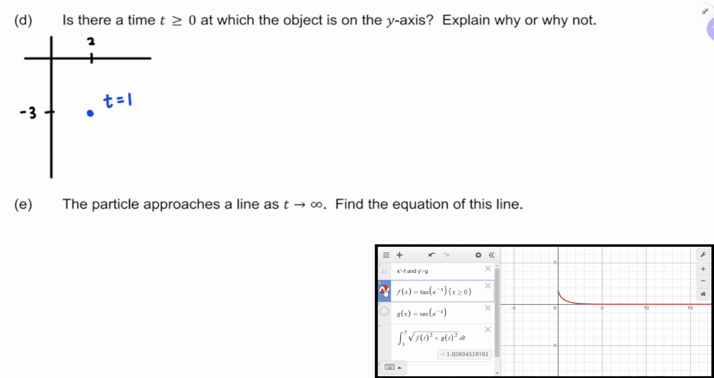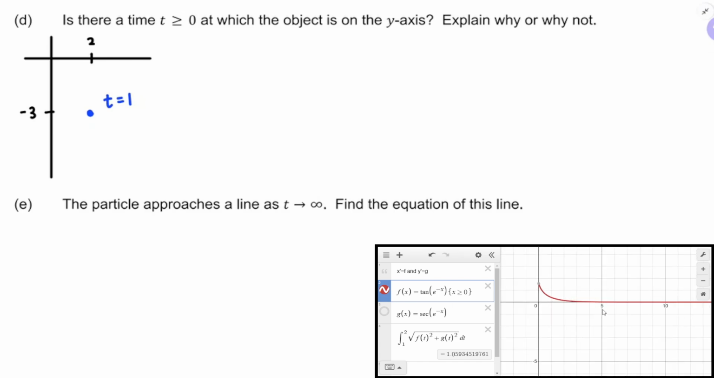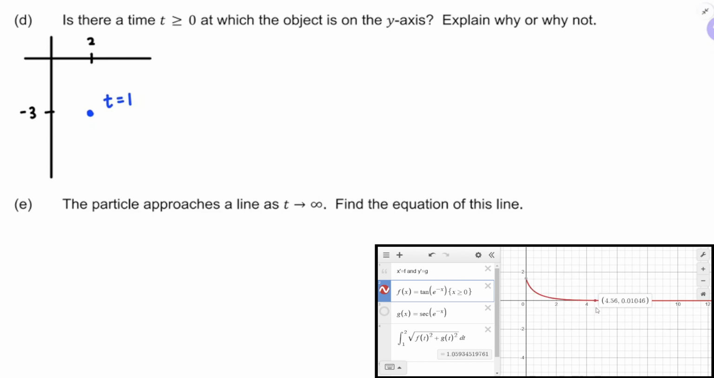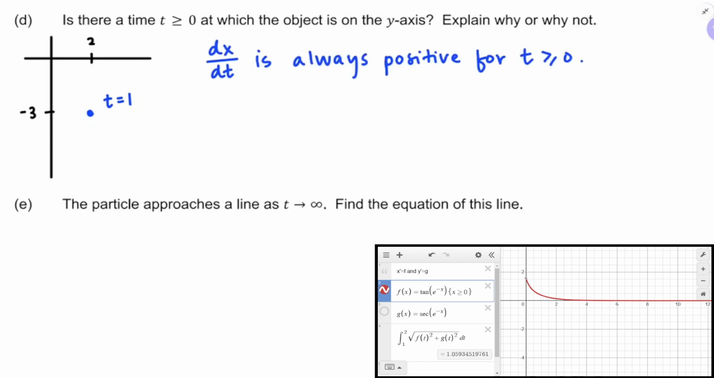And then we're going to graph that, and I'm seeing, okay, this is always positive and rapidly approaching 0. Okay, so dx/dt is always positive. So that means after t equals 1, the object is only moving to the right. Okay, so it's not going to be hitting the y-axis at any time after 1.